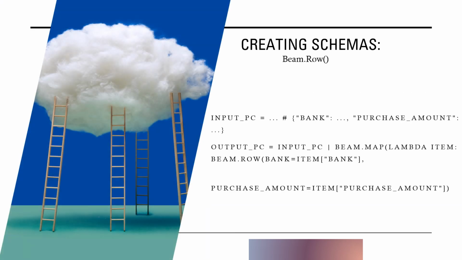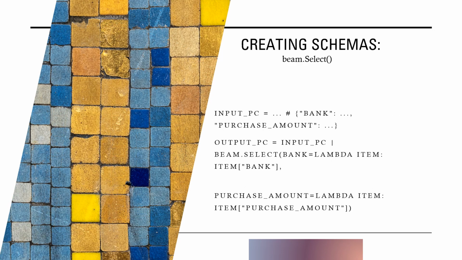There are also methods for creating ad hoc schema declarations. First, you can use a lambda that returns instances of beam.row. Feel free to pause the video at any time if you need to write any of this code down. Sometimes it can be more concise to express the same logic with the select transform.